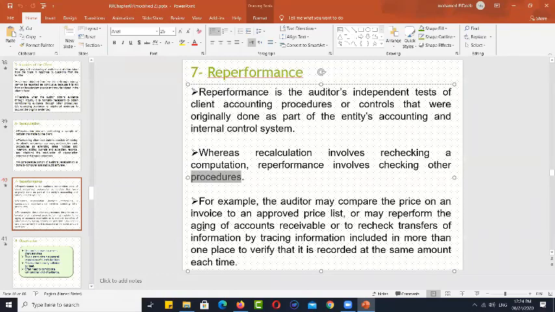Or the auditor may re-perform aging of accounts receivable. If you remember the allowance for doubtful accounts, it was calculated in two ways: aging of receivables or percentage of net sales. So if I'm going to check whether the company applied the aging of receivables correctly, this is what I'm calling re-performance. Or to recheck transfer of information by tracing information included in more than one place to verify it is recorded at the same amount each time.